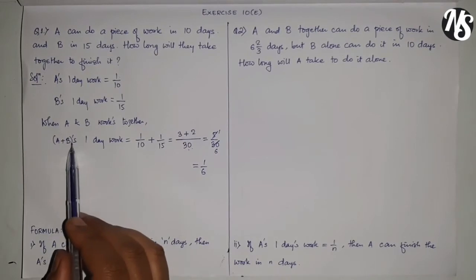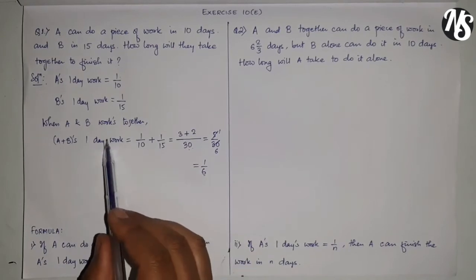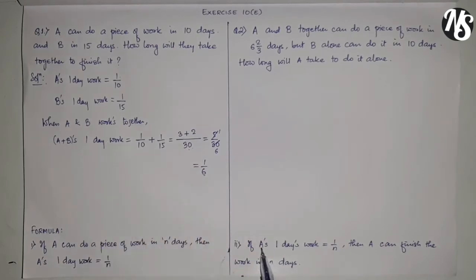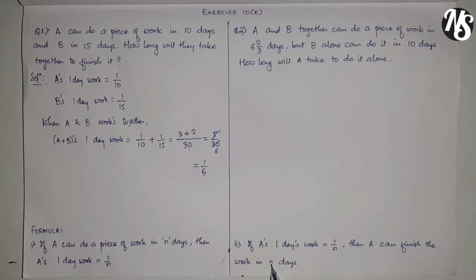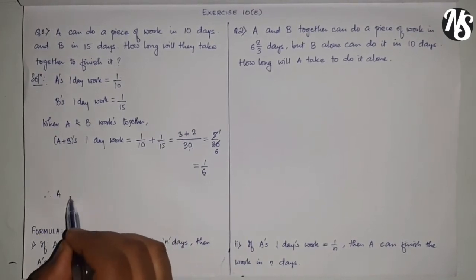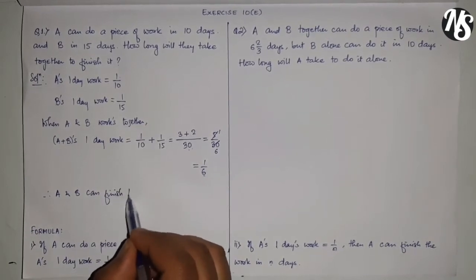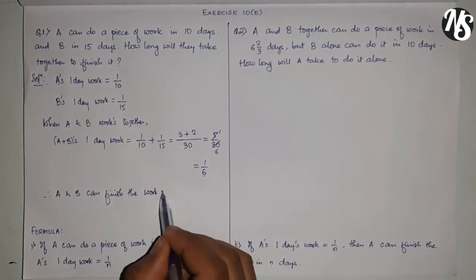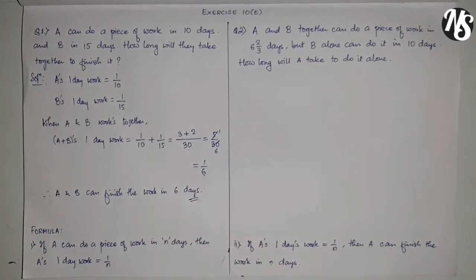Now see here carefully. If A and B can finish 1 by 6 work in 1 day, so A plus B's 1 day work is 1 by 6, then A plus B can finish the work in how many days? n days. So in place of n we have 6. Therefore A and B can finish the work in exactly 6 days. So that is the answer for the first question.